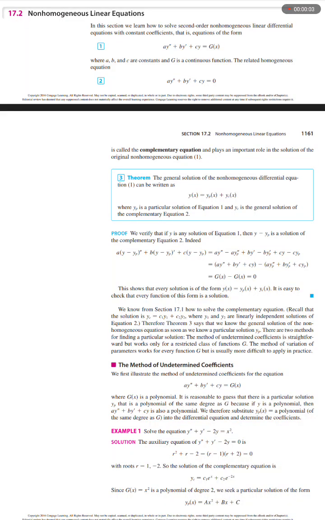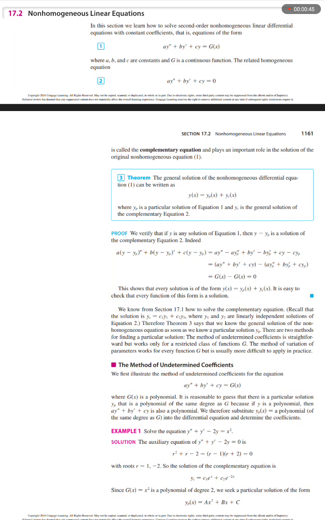17.2 Non-homogeneous linear equations. In this section, we learn how to solve second-order non-homogeneous linear differential equations with constant coefficients, that is, equations of the form (equation 1) a y double prime plus b y prime plus c y equals G of x, where a, b, and c are constants and G is a continuous function.